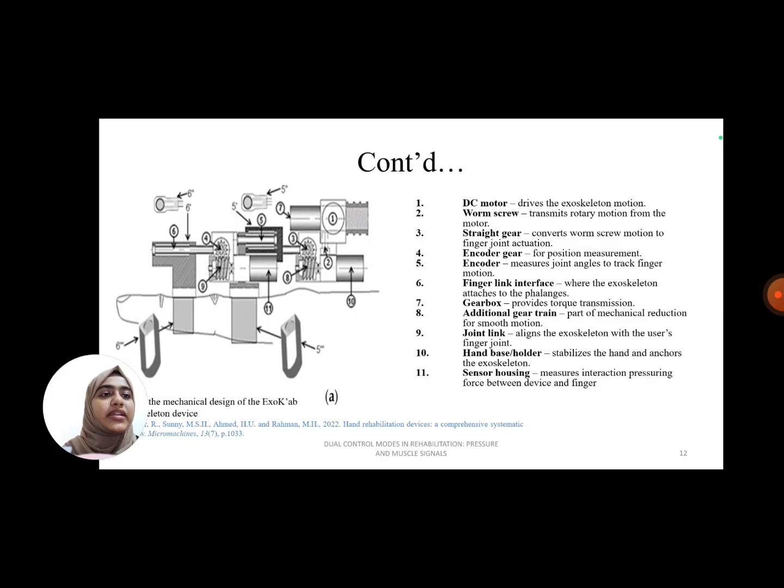Fourth one is the encoder gear for position measurement. Fifth one is the encoder, which measures joint angles to track finger motion. Sixth one is the finger link interface, where the exoskeleton attaches to the phalanges.